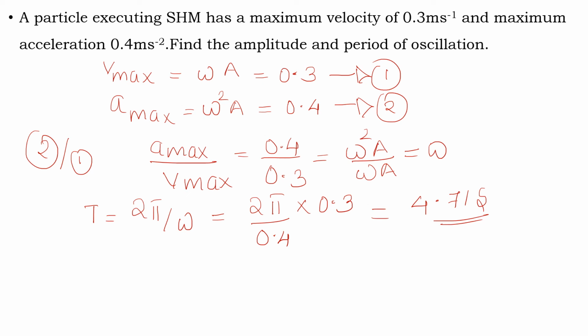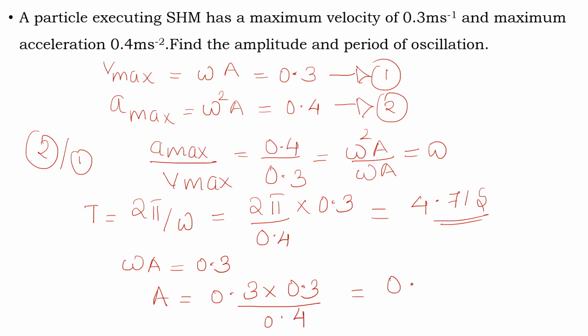And next is the amplitude. The amplitude can be calculated from the first equation, that is the maximum velocity omega A is equal to 0.3, and omega is given as 0.4 divided by 0.3. Therefore, the amplitude is equal to 0.3 into 0.3 divided by 0.4. That is, the value of the amplitude is 0.225 meter.